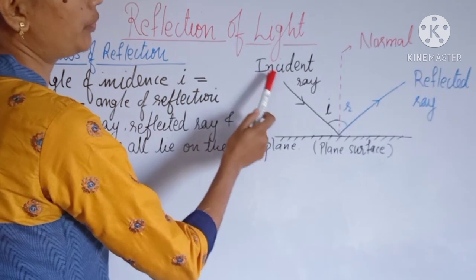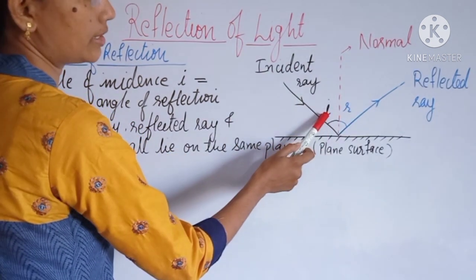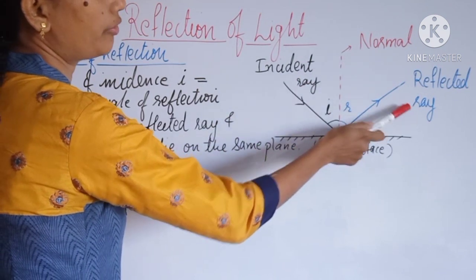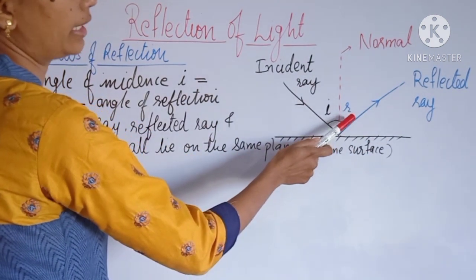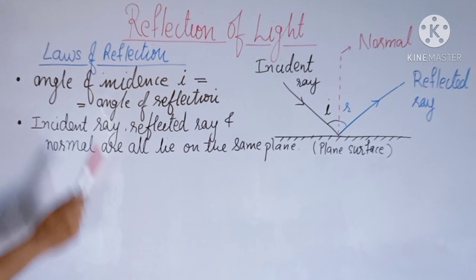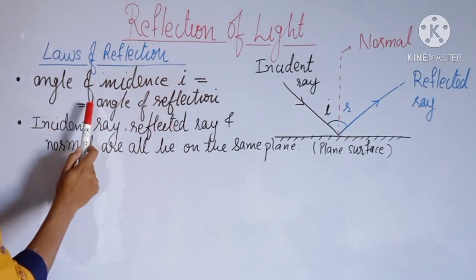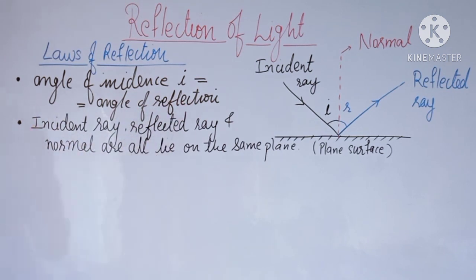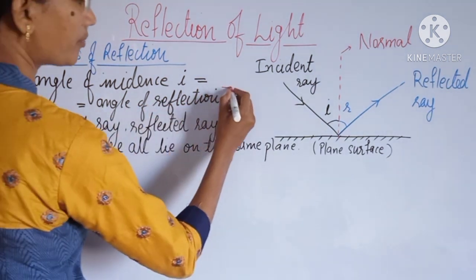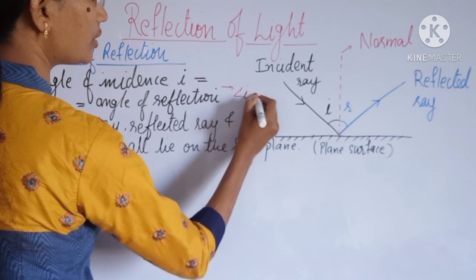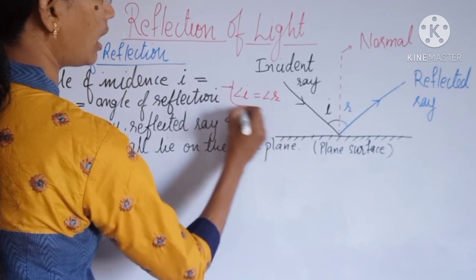The angle between the incident ray and the normal is the incident angle. The angle between the normal and the reflected ray is the reflected angle. Now, according to the law, the angle of incidence I is equal to the angle of reflection, which means angle I is equal to angle R.